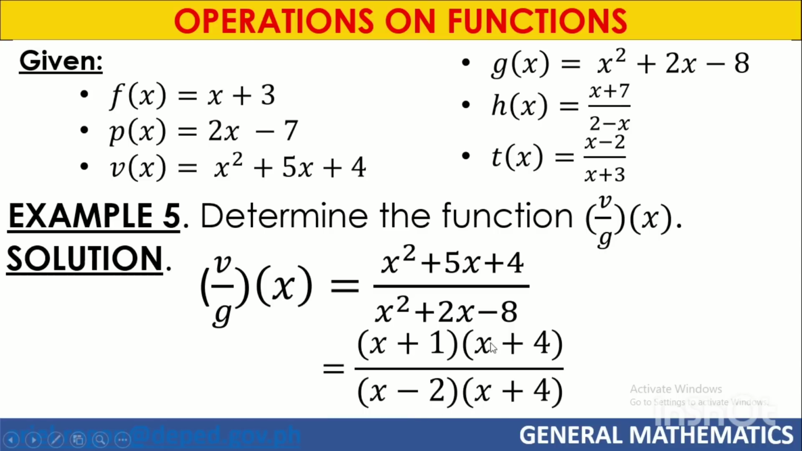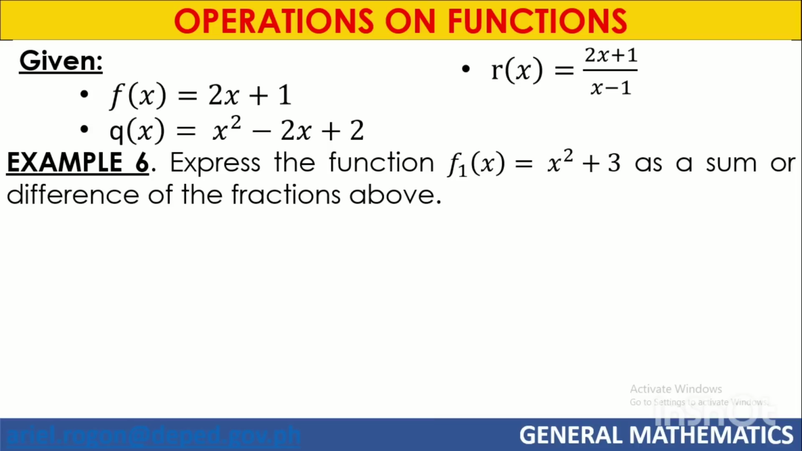So malinaw na pwede tayo mag-cancel dyan. So cancellation, x plus 4, ika-cancel natin yung x plus 4. So, ang final answer natin is x plus 1 over x plus 2. So, ulitin ko, kapag division, tapos trinomial yung given, ang gagawin natin, mag-factor kayo. Kunin yung factors ng given trinomial para may maka-cancel tayo. Okay?